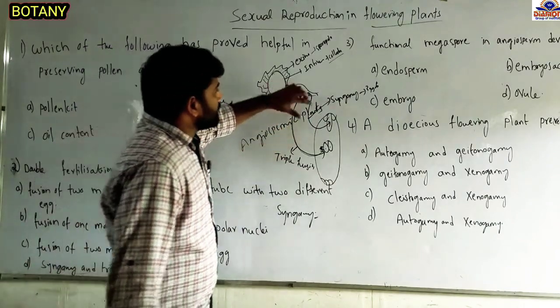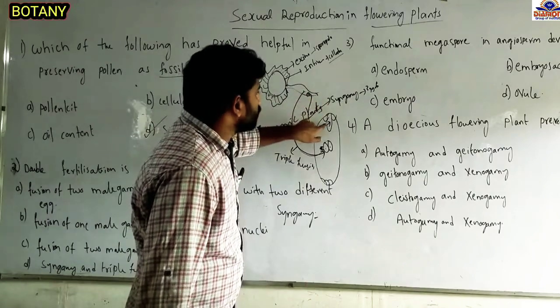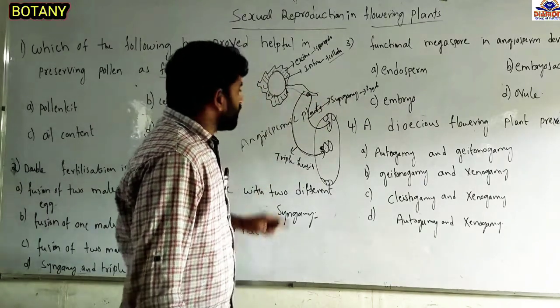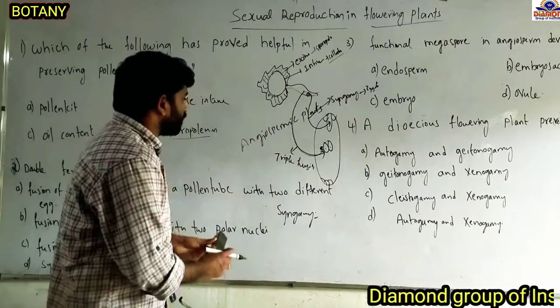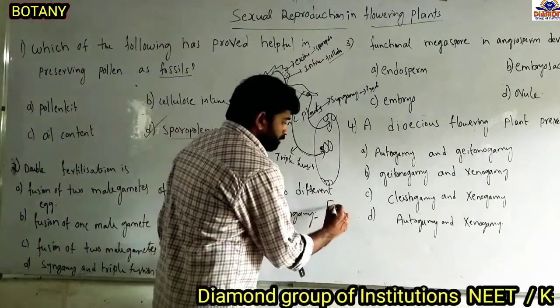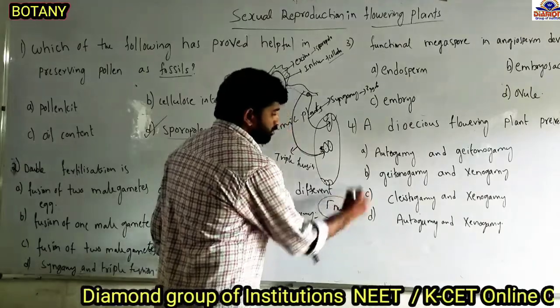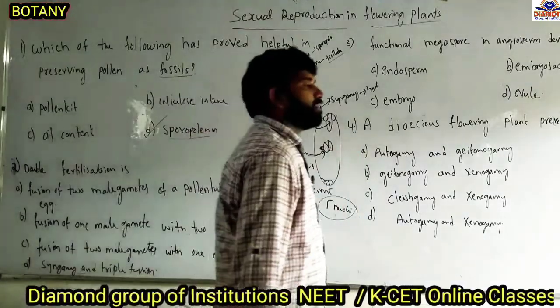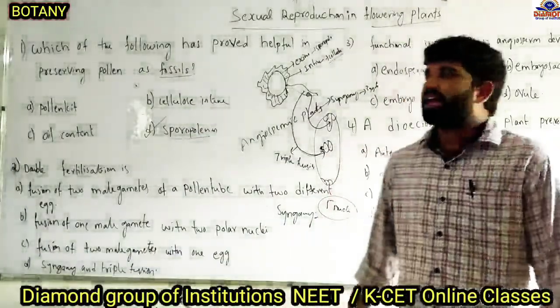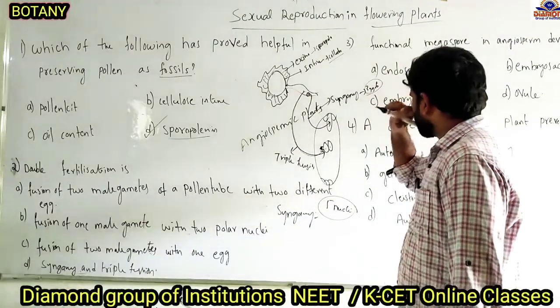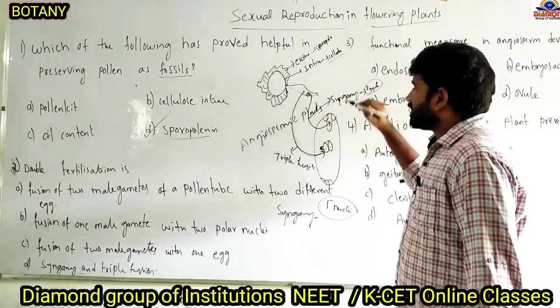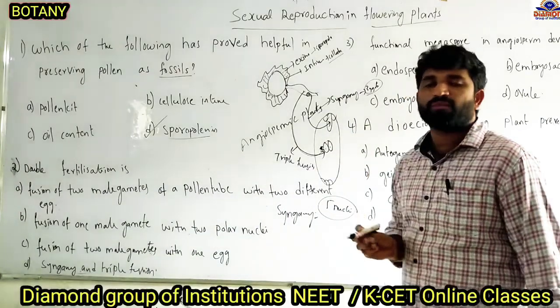At the time of syngamy, two nuclei are involved. At the time of triple fusion, three nuclei are involved. So in double fertilization, a total of 5 nuclei are involved. Of these, one male nucleus fuses with the egg cell and forms a zygote, and the other male nucleus fuses with the polar nuclei of the central cell.